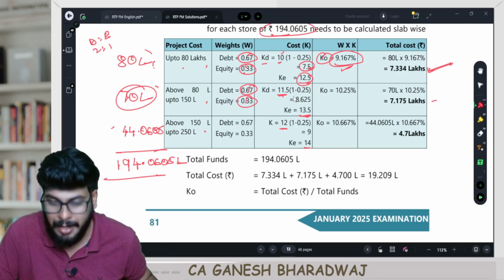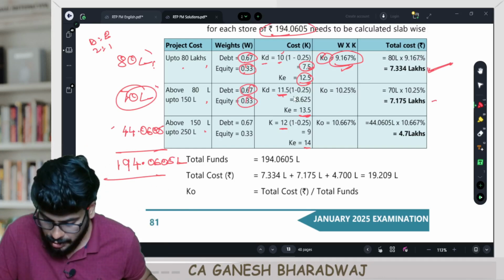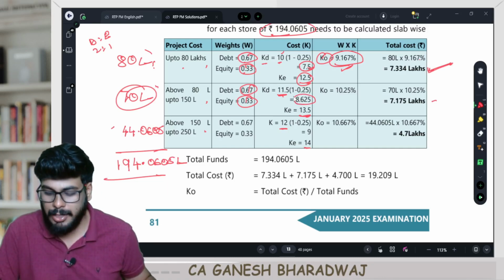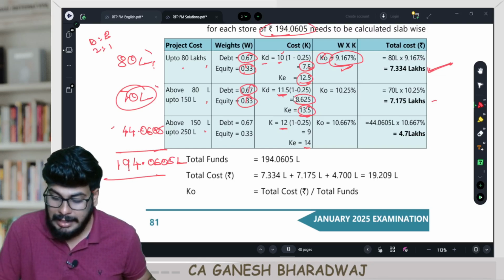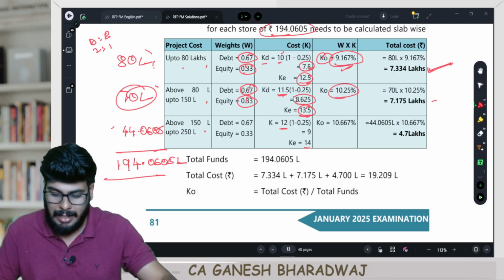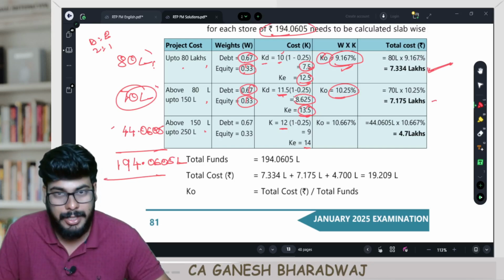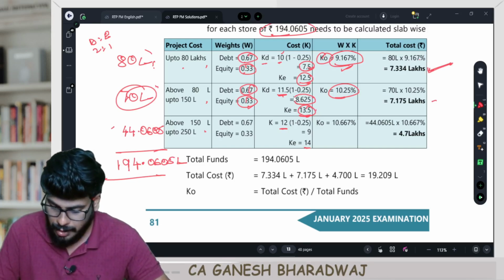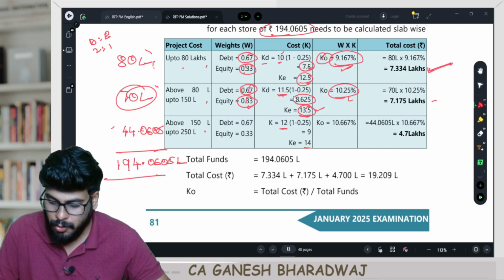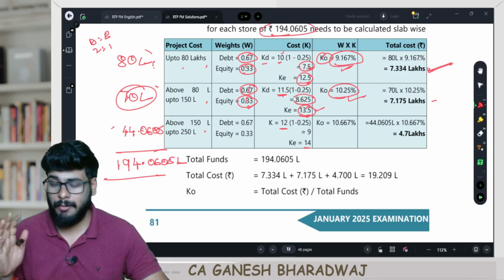Here it's 11.5 into 1 minus 0.25. KD is going to be 8.625 percent. KE is going to be 13.5 percent. So here the KO for the next 70 lakh rupees is going to be 0.666666 into 8.625 plus 0.33333 into 13.5. It is going to be 10.25 percent.